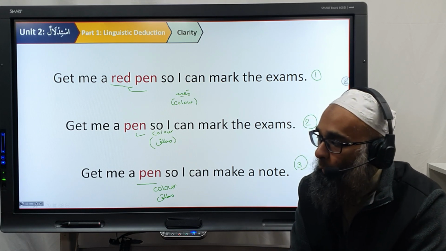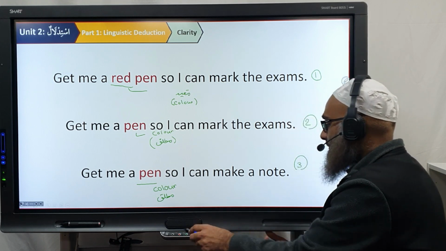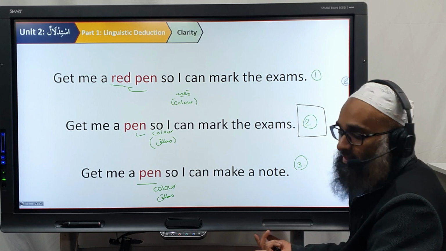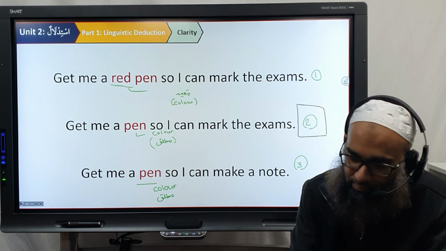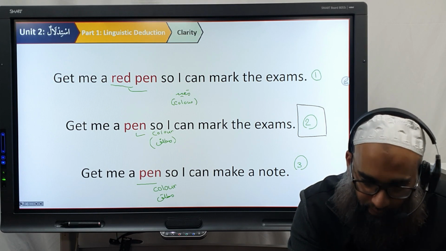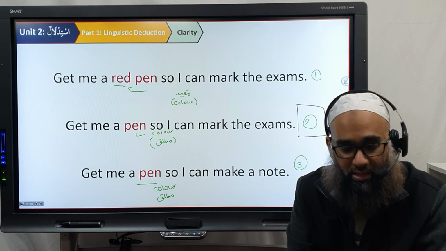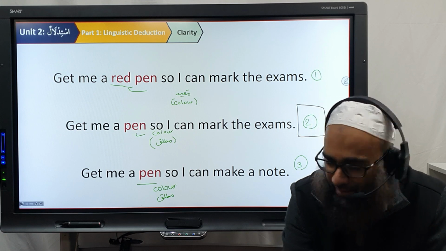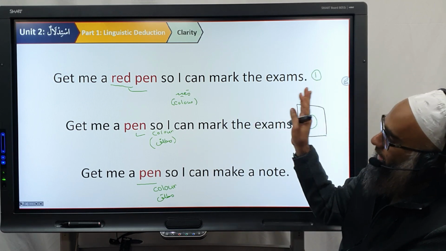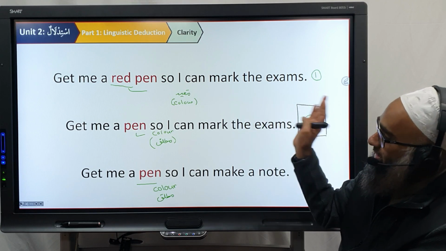So now, in scenario number 2, do you think you need to bring over the qaid of red? Tell me and explain to me your answer. Correct. What we would say is, yes, you would need to bring over the qaid. Why? Because we're both talking about the same scenario. We're both talking about getting a person the pen to mark the exams.